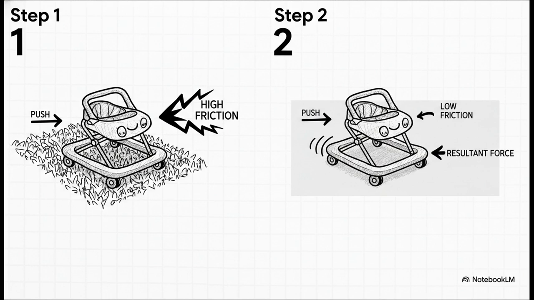For the second mark, you have to connect that to the resultant force. If the child is pushing with the same force, but the friction fighting against them is smaller, then the overall resultant force gets bigger. And a bigger resultant force means acceleration. You need both of those points to get the full 2 marks.